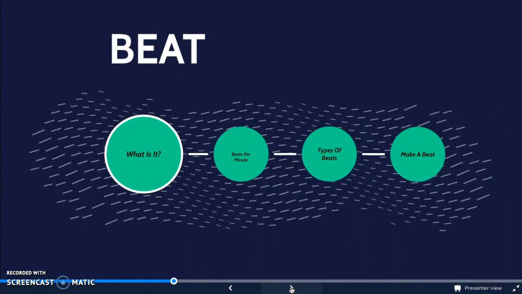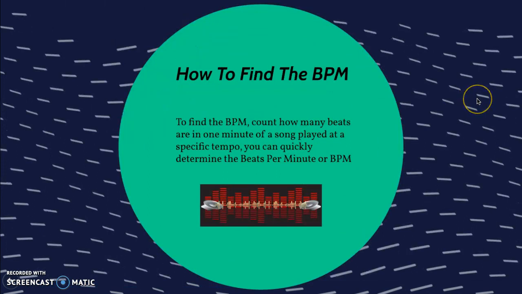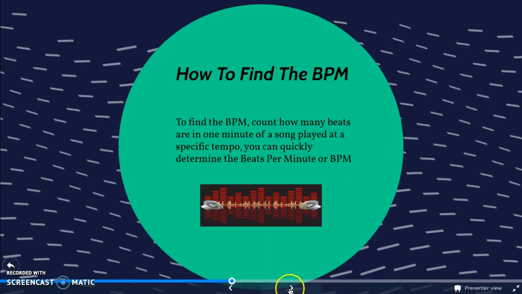Now, let's look at beats per minute. In order to find the beats per minute, you have to count how many beats are in 1 minute of a song played at a specific tempo. By doing so, you can quickly determine the beats per minute, or the BPM in this case.